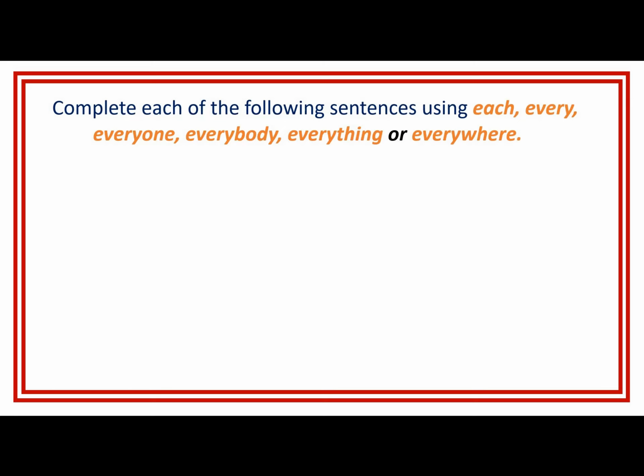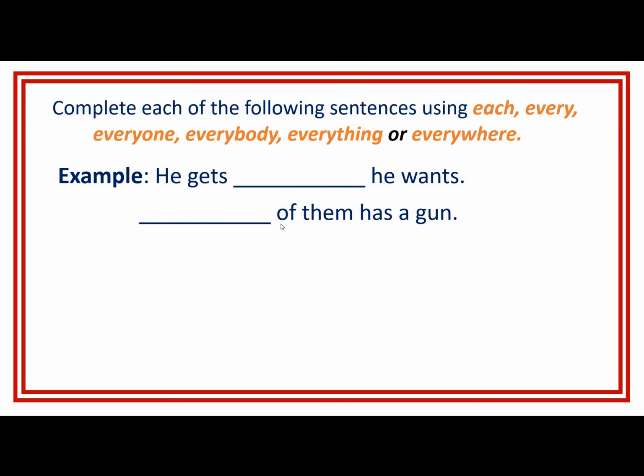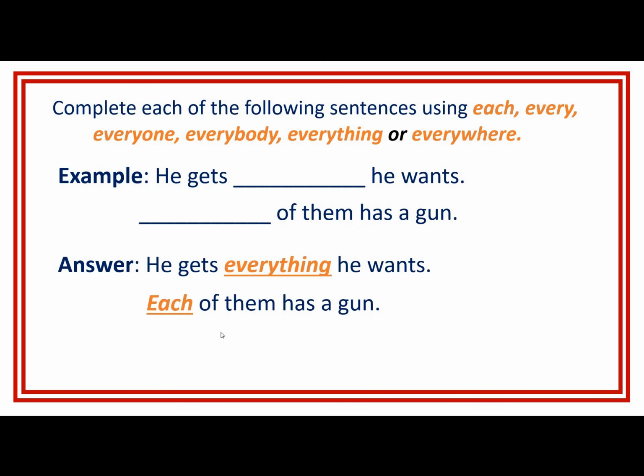For example, he gets blank he wants. Blank of them has a gun. Answer, he gets everything he wants. Each of them has a gun. The next slide is the quiz.